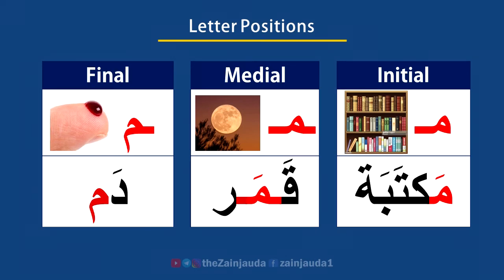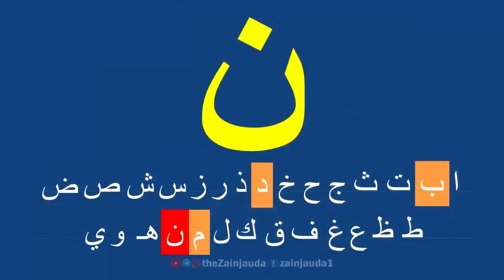Now the shape of mim has the default shape of the letter only in the final position. In the initial and medial ones, it is changed when connected with the other letters. So here we need to pay a little attention in order to recognize the letter if we are new learners of the Arabic alphabet. Our last letter for today is Noon.